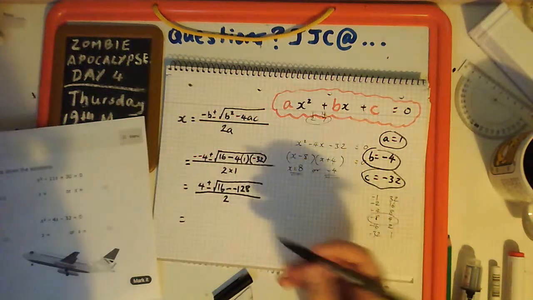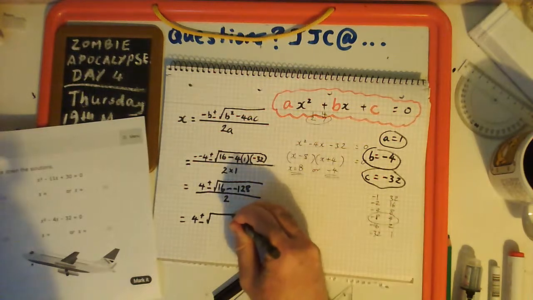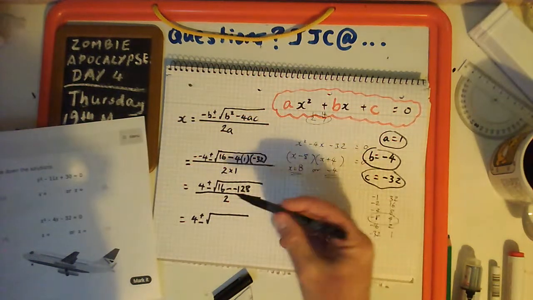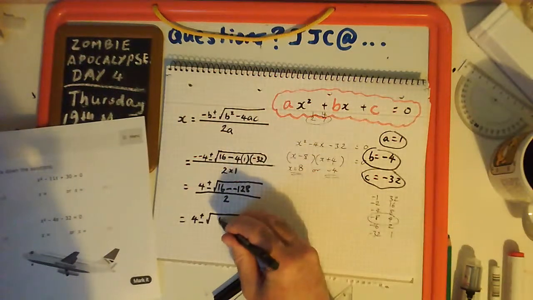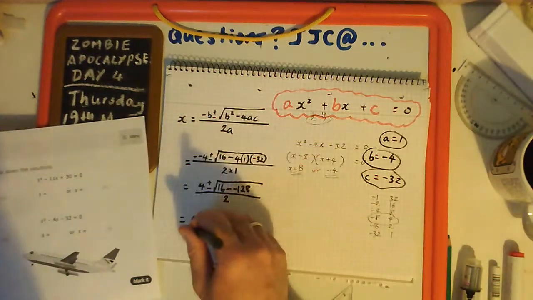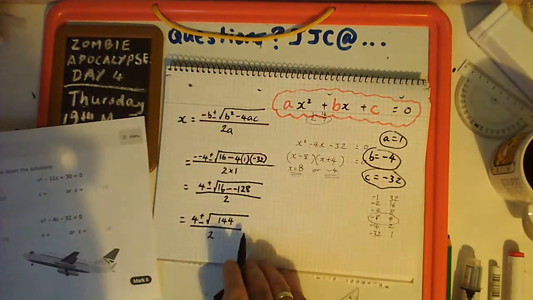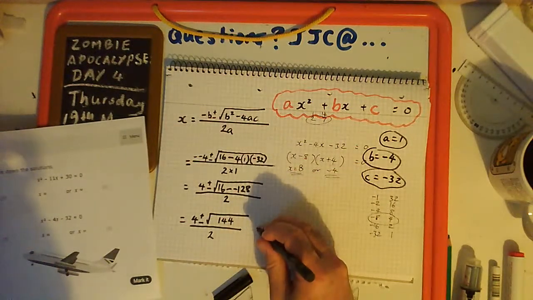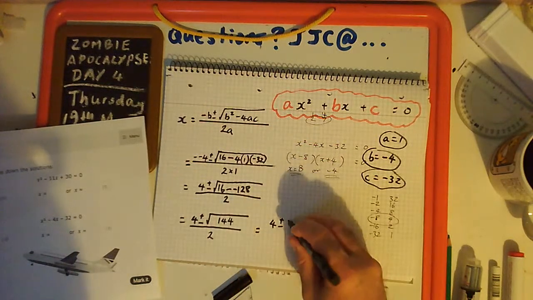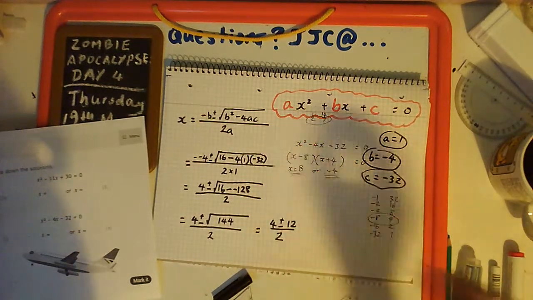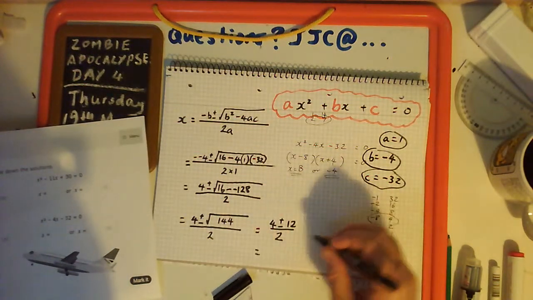But fortunately, in exam type problems, they kind of set them up so that the answers come out fairly neat. So 16 minus 128 is the same as adding them, and that's 144. So you can start to see how this is going to be pretty neat, because the square root of 144 is a nice round number. So that's equal to 4 plus or minus the square root of 144, which is 12, divided by 2. So the plus or minus just gives you two answers. So it's either, let's go over here with this.